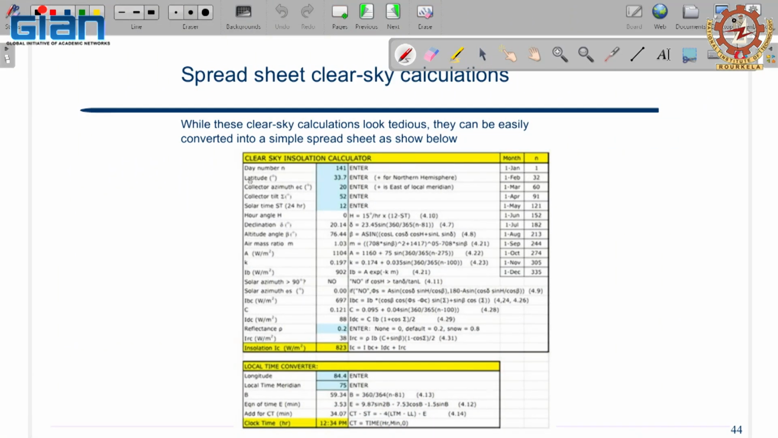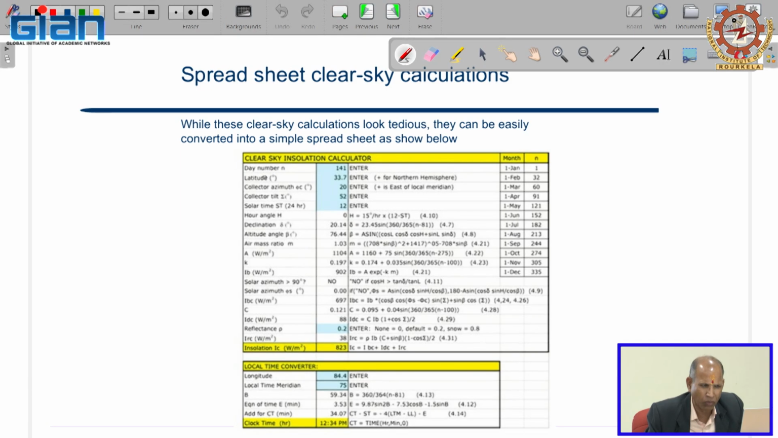So you are seeing the different stuff on this part, like some inputs you will be giving, which are needed in almost all the formulas, like the day number, latitude, collector surface, collector tilt angle, hour angle. All these inputs you are giving here. You have developed your formulas, and you have placed these formulas in the Excel sheet. Okay.